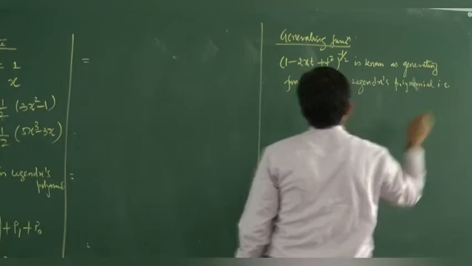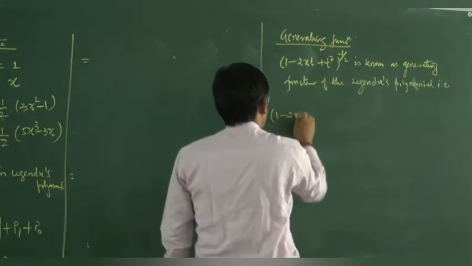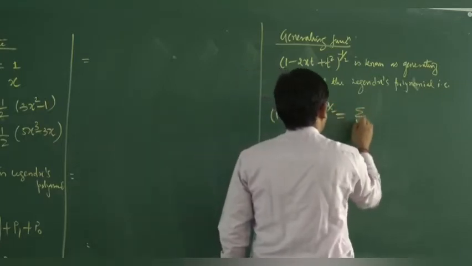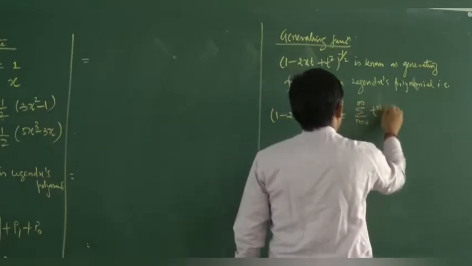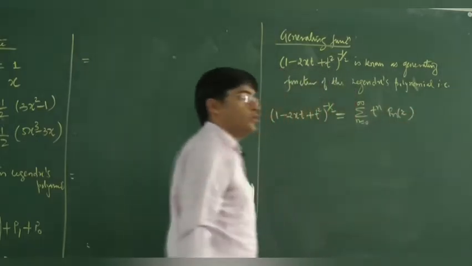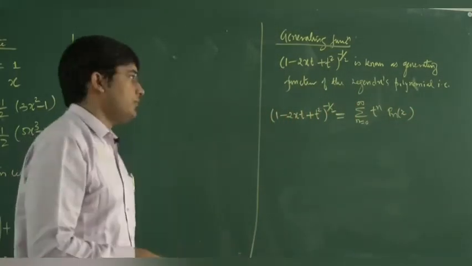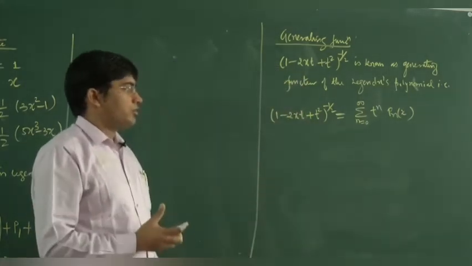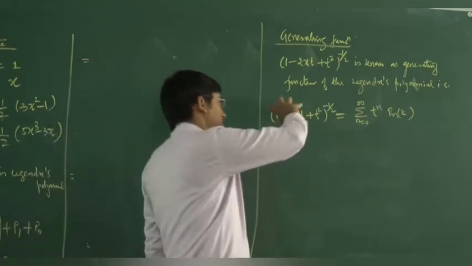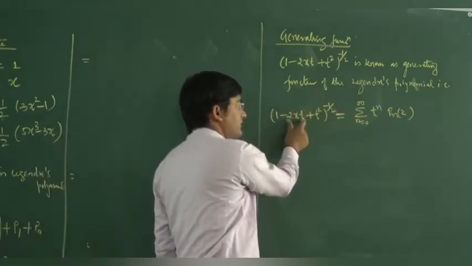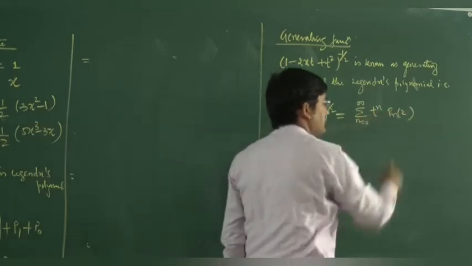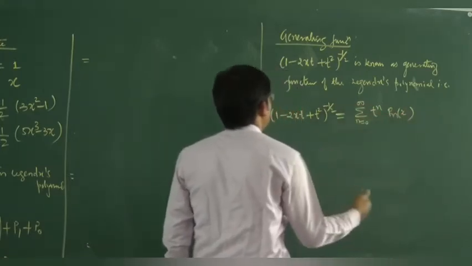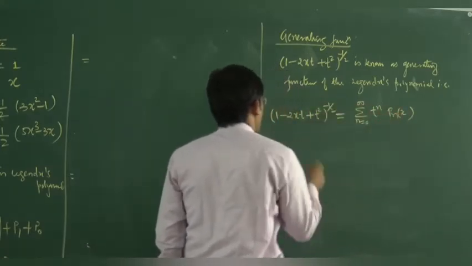That is, if this is your generating function, then (1 minus 2xt plus t square) power minus half can be written as the sum from n equal to 0 to infinity of t to power n Pn(x). That means your Pn(x) is the coefficient of t to power n in this expression. So here we will show that the coefficient of t to power n in this expression is equal to Pn(x). That is why we are calling it the generating function, because it generates the whole Legendre polynomial.